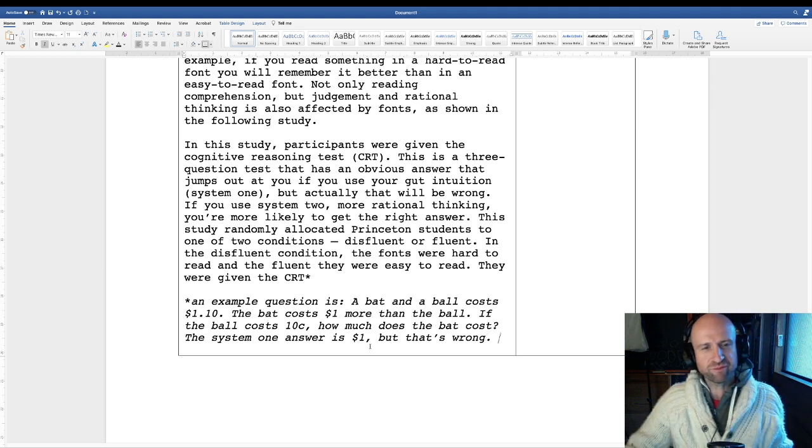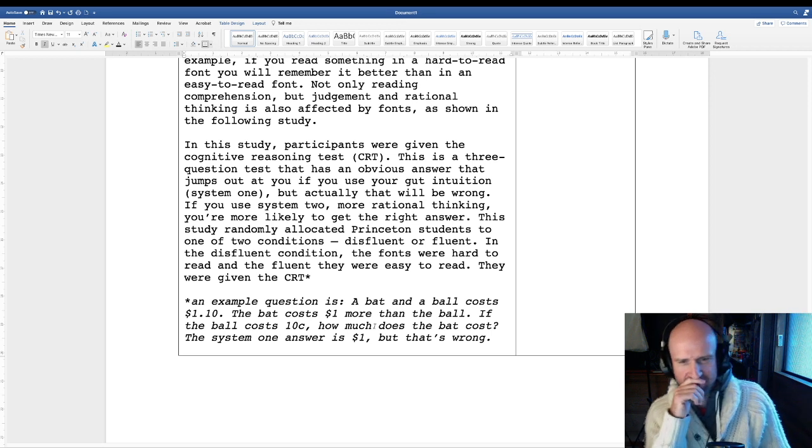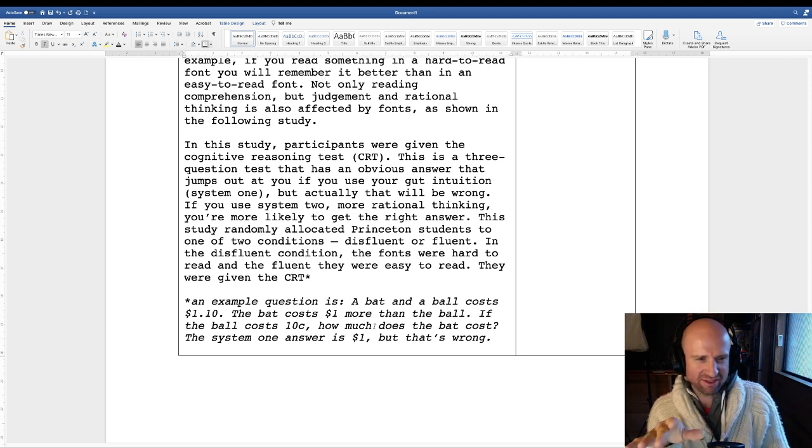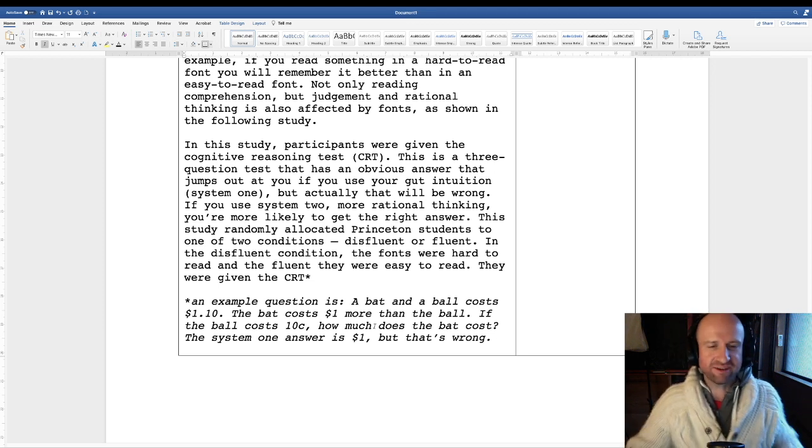Now, I'm trying to remember the CRT, the answer here. I might be getting this wrong. I'm not a math guy, but it's along these lines. I would probably want to get this right. Anyway, okay, let me get back to reading the study here.